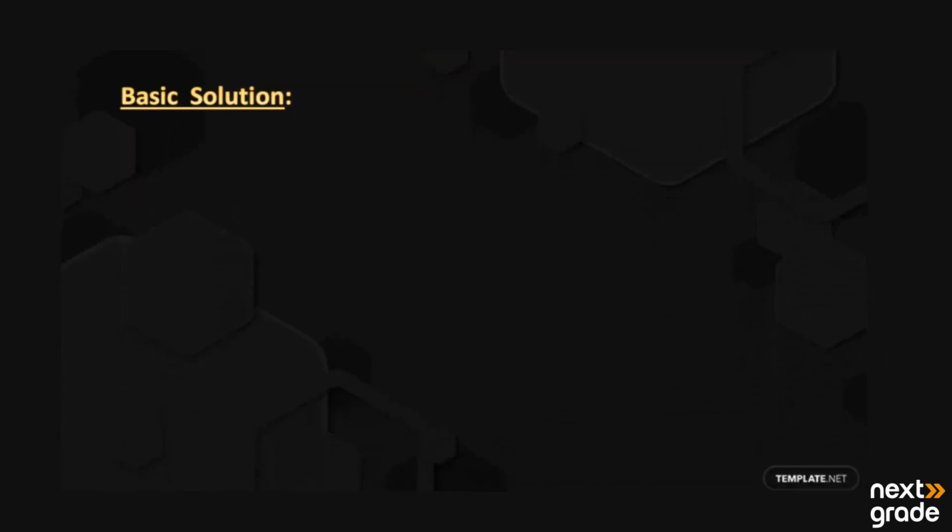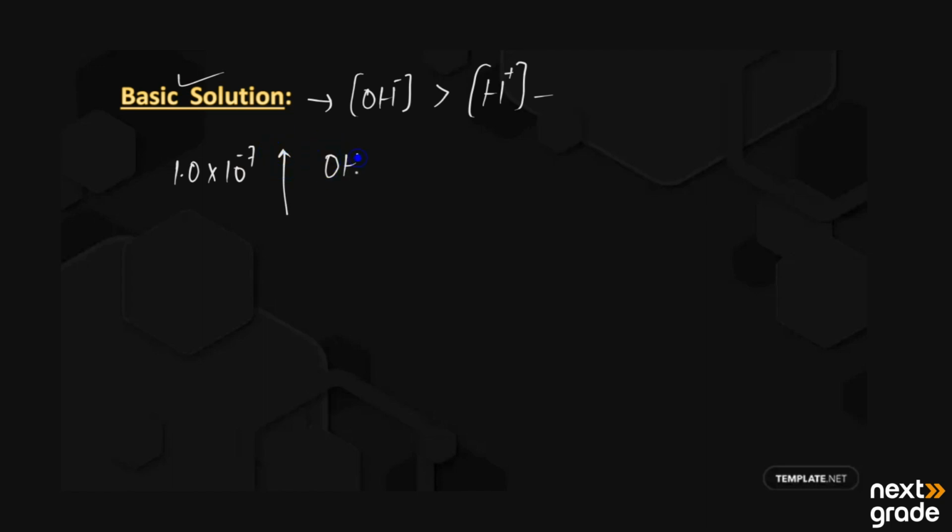Next we have the basic solutions. So what are basic solutions? Here we have to look at the concentration of hydroxide ions. Solutions that have more hydroxide concentration as compared to hydrogen ions are known as basic solutions. Here, if the hydroxide concentration is greater than 1.0 into 10 raised to power minus 7, then the solution is called a basic solution.